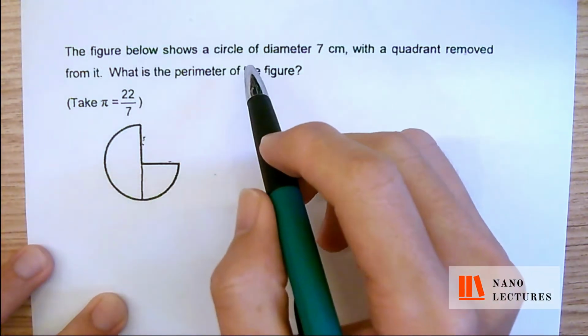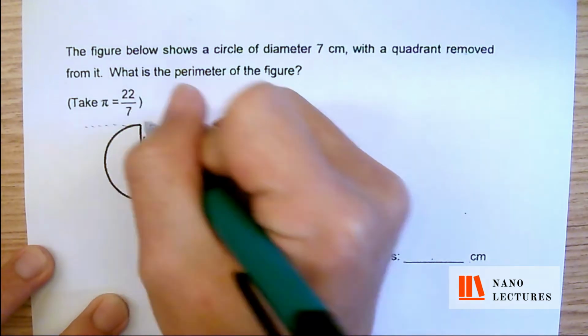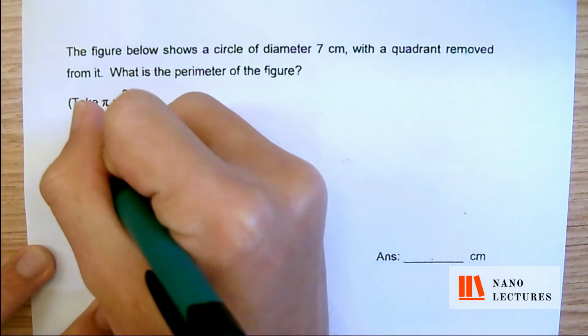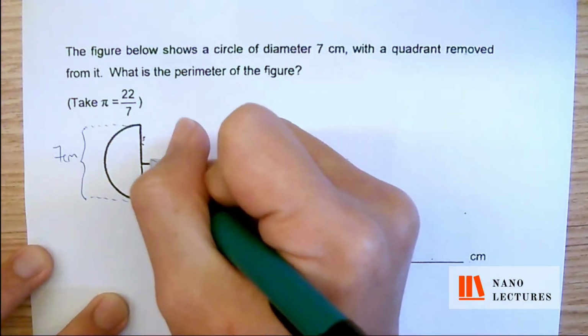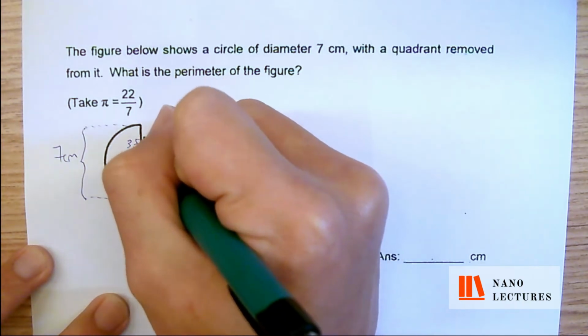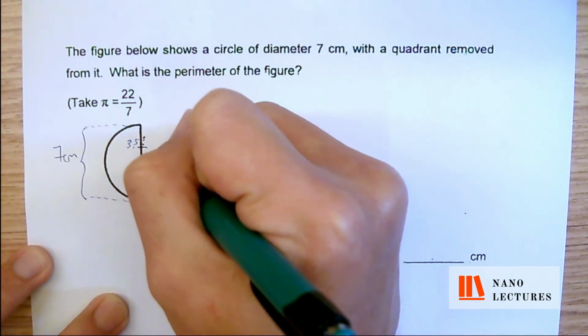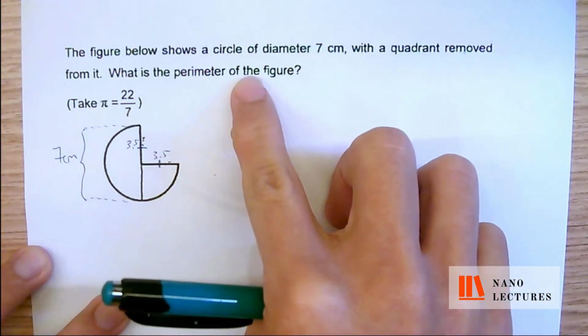The figure below shows a circle of diameter 7, which means that this entire thing will be 7 cm. So this is 3.5 cm. This is the radius, right? And this is also the radius, so it's 3.5 cm. Now they're asking for the perimeter of the figure.